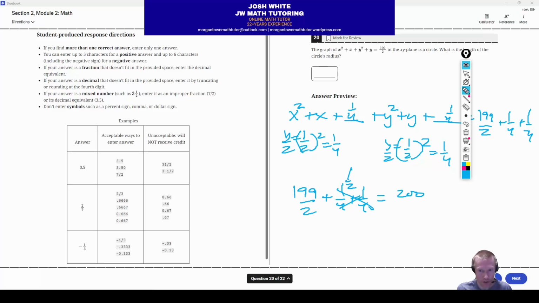199 halves plus 1 half is 200 over 2. Okay, so in standard form, this circle equation will be equal to 100, and that is the value of r squared. That means r is equal to the square root of that, so the square root of 100 is just 10. Okay, so the correct answer for this question is the number 10.